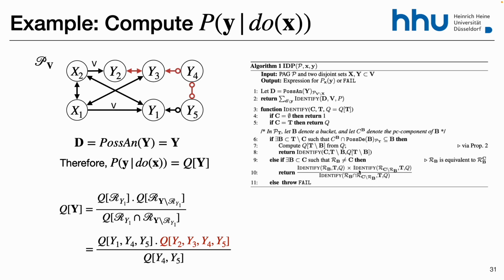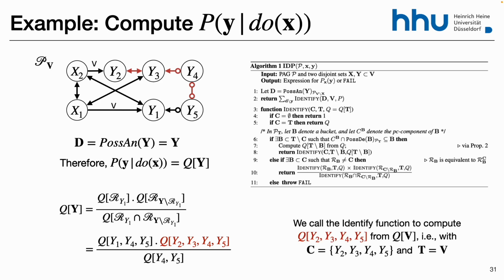And we are in this one. So we call it for this one. And the region is our C, and the T is going to be the same T, right? So we call the identify function to compute the Q, this Q here, where C are the variables inside, and T is the same T. We're just breaking, and we haven't computed any other Q, so that's what we have for now.